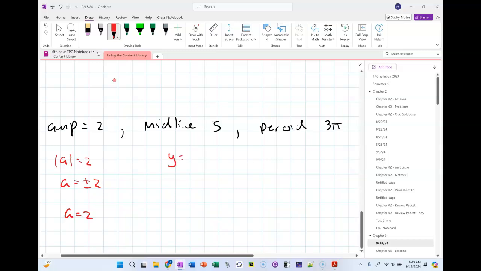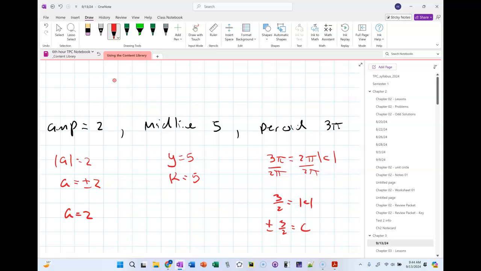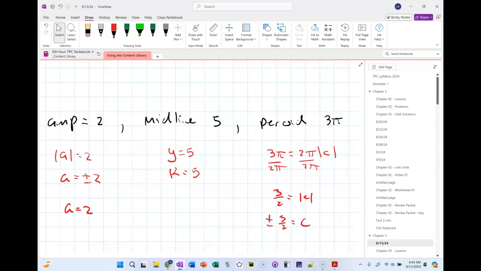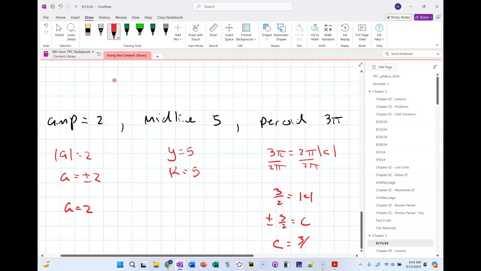Midline, well, that just tells me that K is 5. Cool. That's easy. The period, well, that's 2 pi times the absolute value of C. I'll just solve for C again. And just like A, it doesn't matter if I pick positive or negative because I don't have enough information to say it has to be one or the other. It could be both. So, what am I going to pick? The positive, of course.